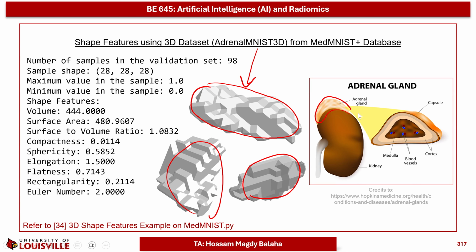above the kidney. So simply, if you have different classes according to some cancer or tumor in the adrenal gland, then you can extract the different features for each class, as we did with the 2D in the classification lecture, and extract the shape features for each and compare them together using a classification model and optimizing that model to get high performance, for example, high accuracy and high sensitivity. And if you notice here, we have 98 in the validation subset, where each of them has a shape of 28 by 28 by 28.